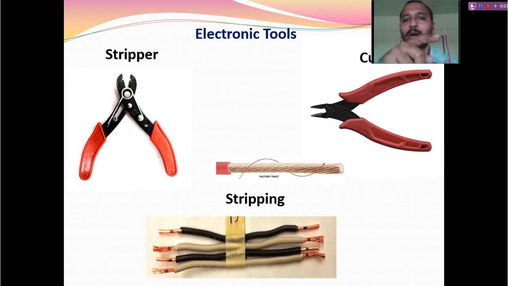Now these multiple wires together, when you tin it, they form a uniform, single structure, and at that point you can connect it into the circuit, or wherever you want to solder it, you can solder. So this is stripping and twisting of wire.